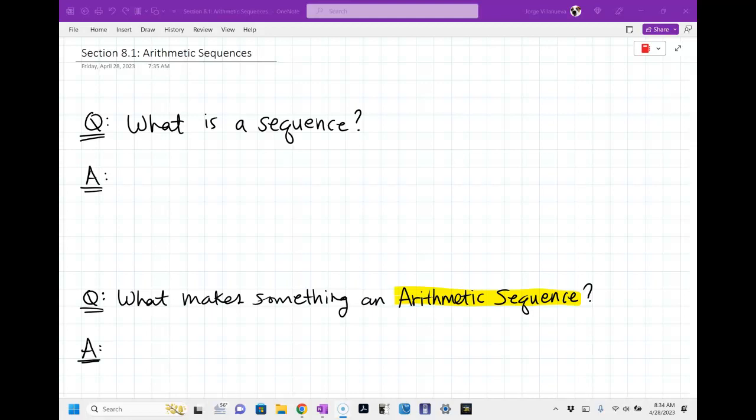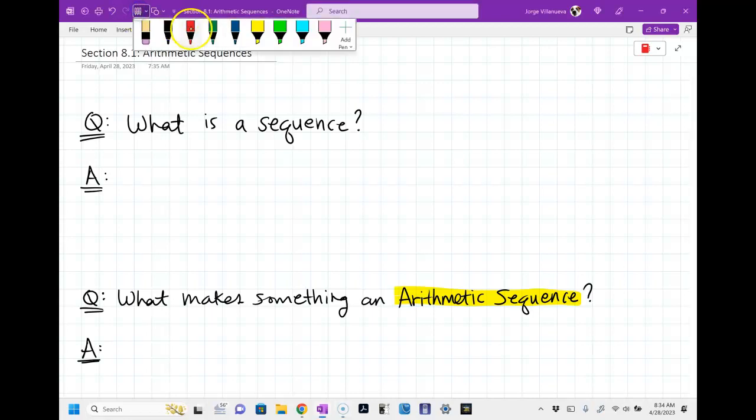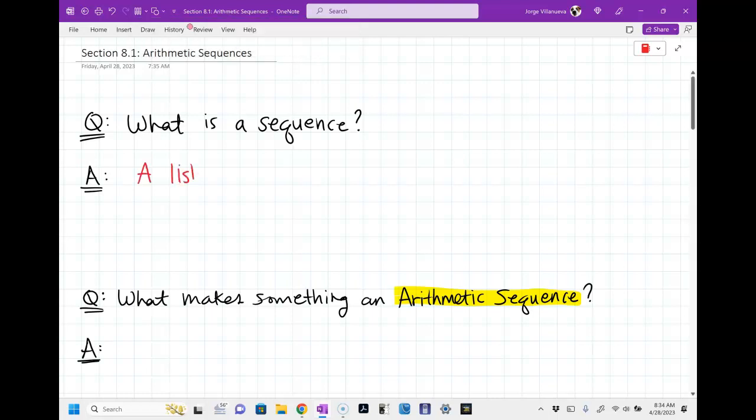So first off, let's talk about what is a sequence. A sequence is a list of numbers, which they're going to call terms. Okay? So the first number is called the first term, and the second number is called the second term, and the third number is called the third term. So here's an example of a sequence.